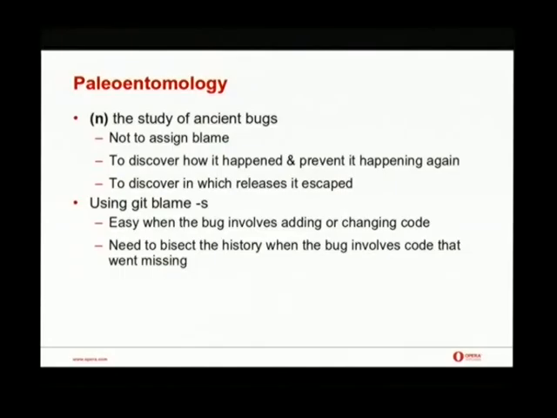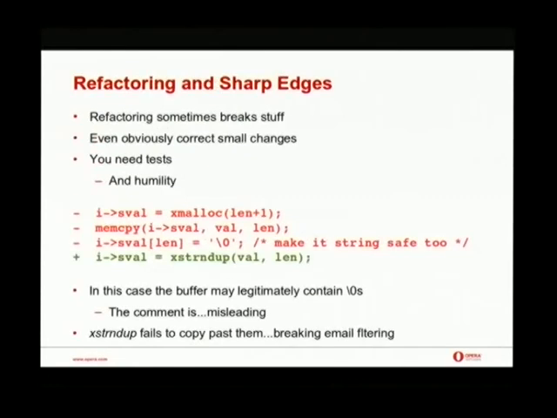Git blame minus S is your friend. Sometimes you need to manually bisect things. Refactoring and sharp edges. Oh yeah. Sometimes it's so easy to fix something. This is something that actually made perfect sense.